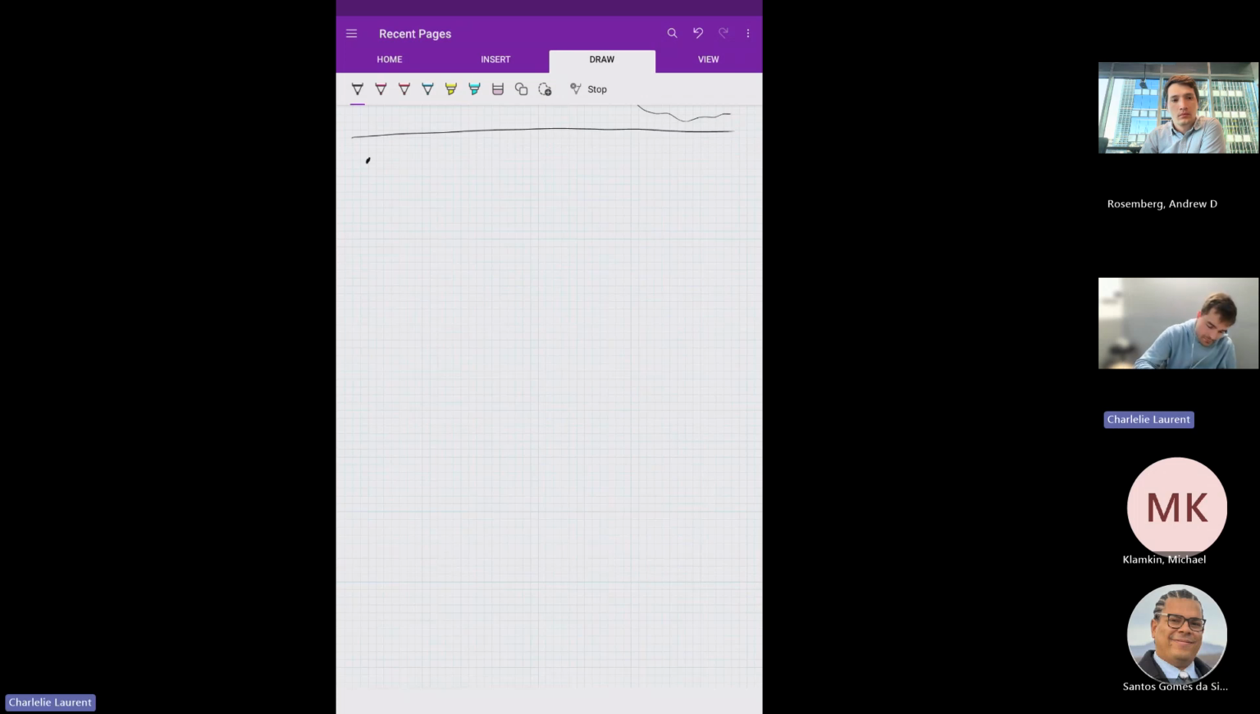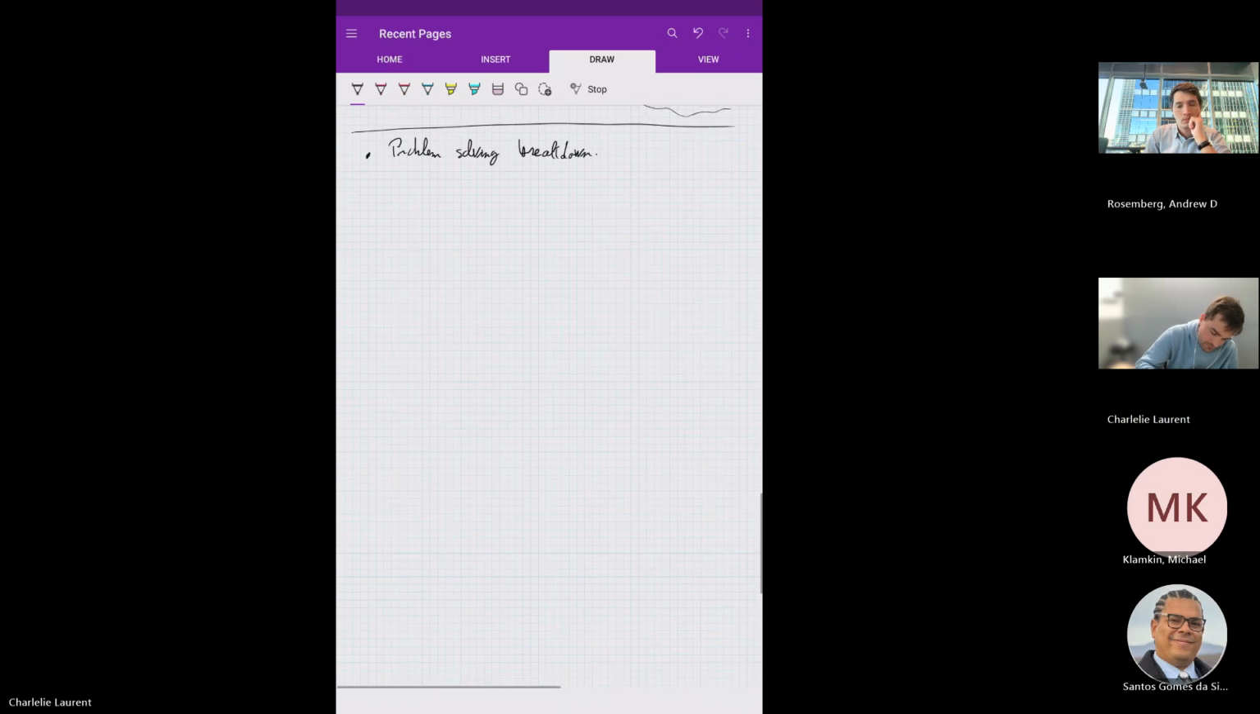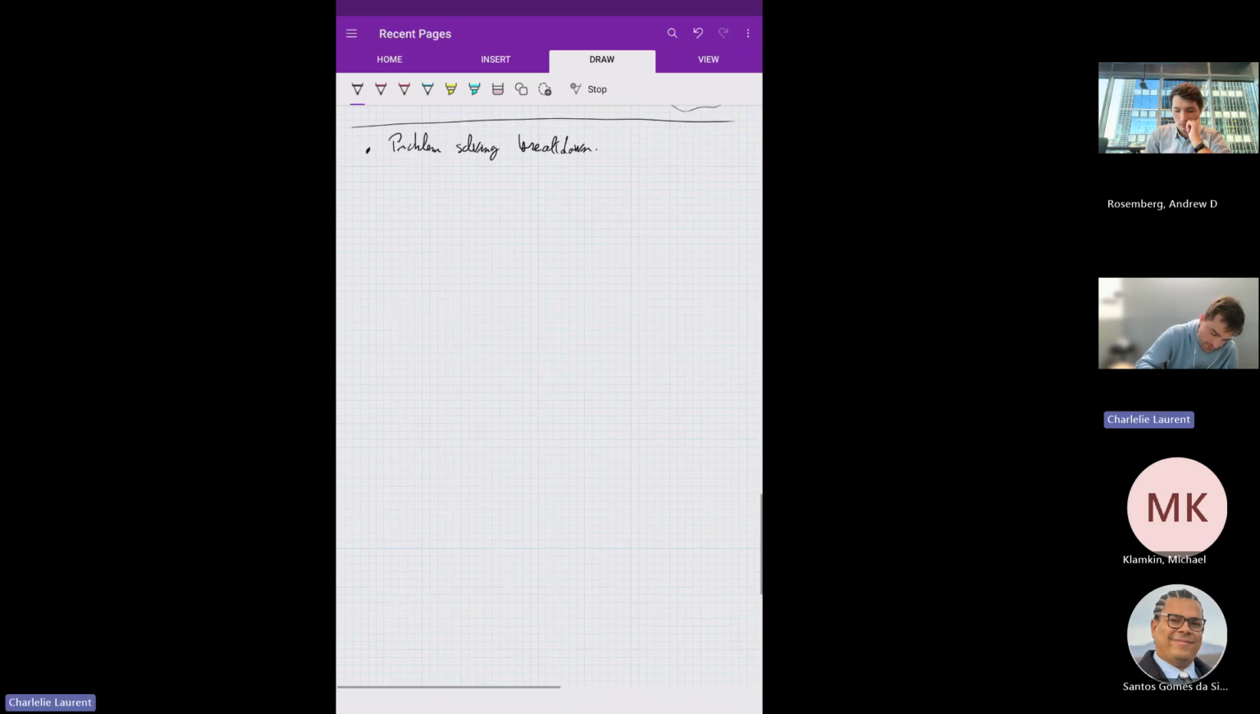So it's kind of a problem-solving breakdown. And the way we usually implement these things: the first part always starts from the data. You need to have a phase of data exploration.